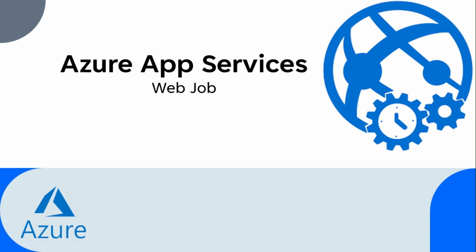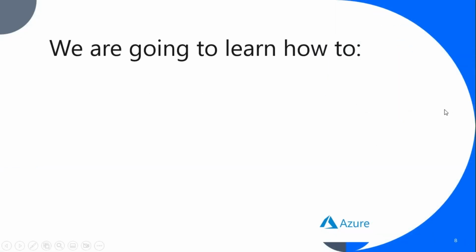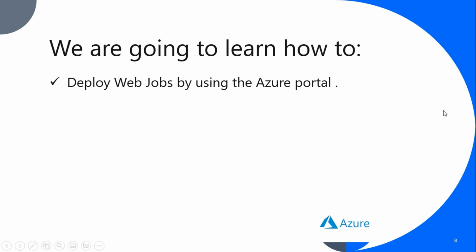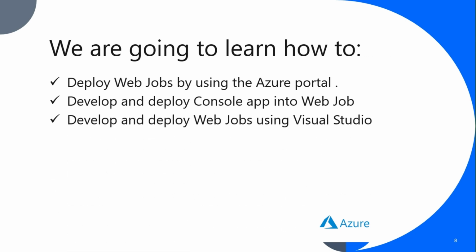WebJob supports different kinds of programs or scripts, like command, BAT, or exe using the Windows command, or you can use a PowerShell script. It even supports PHP, Python, Node.js, and a jar file. So we are going to learn how to deploy a web job by using the Azure portal. And we'll see how to develop and deploy a console app into a web job. And we'll see developing and deploying a web job using Visual Studio.